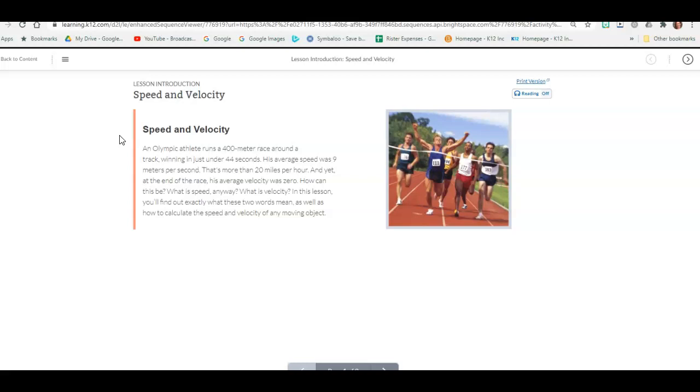An Olympic athlete runs a 400-meter race around a track, winning in just under 44 seconds. His average speed was 9 meters per second. That's more than 20 miles per hour. And yet, at the end of the race, his average velocity was 0. How can this be? What is speed anyway, and what is velocity? In this lesson, we'll find out exactly what these two words mean, as well as how to calculate the speed and velocity of any moving object.